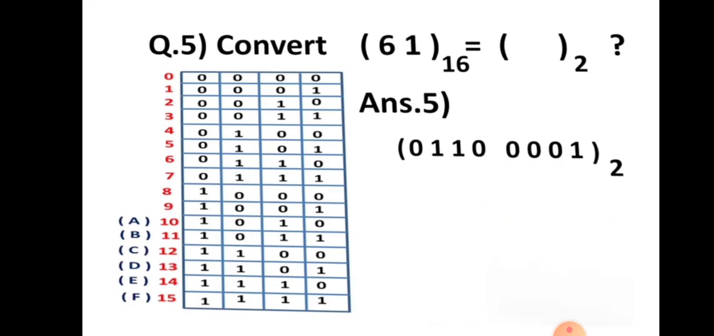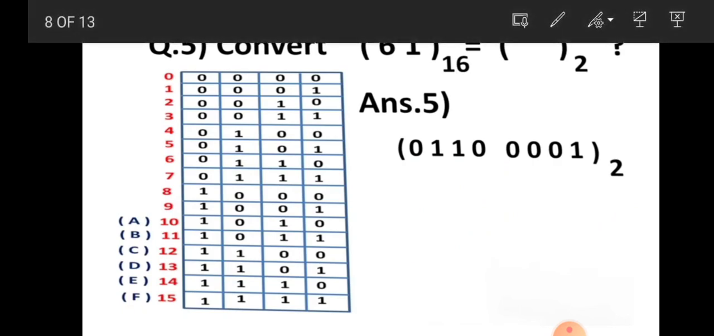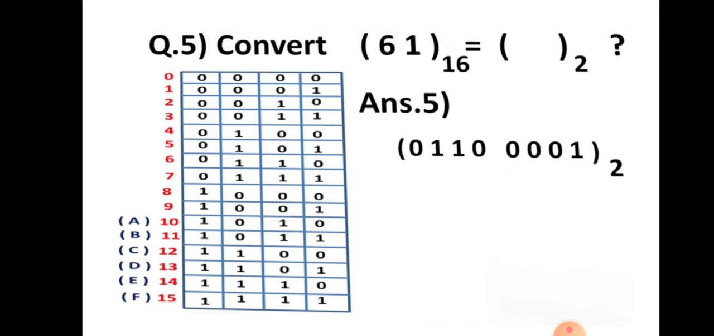So we are using the numbers from 0 to 9 and A to F. For that purpose we have made a table. So here at first we will use 0 8 times and 1 8 times.